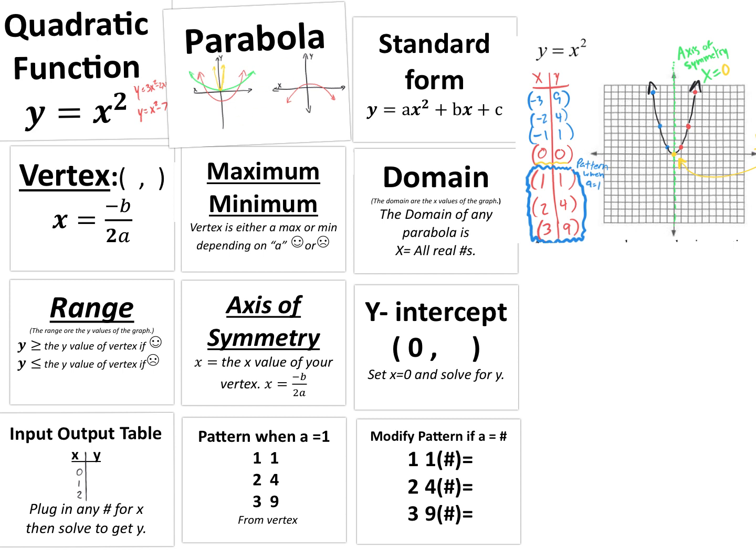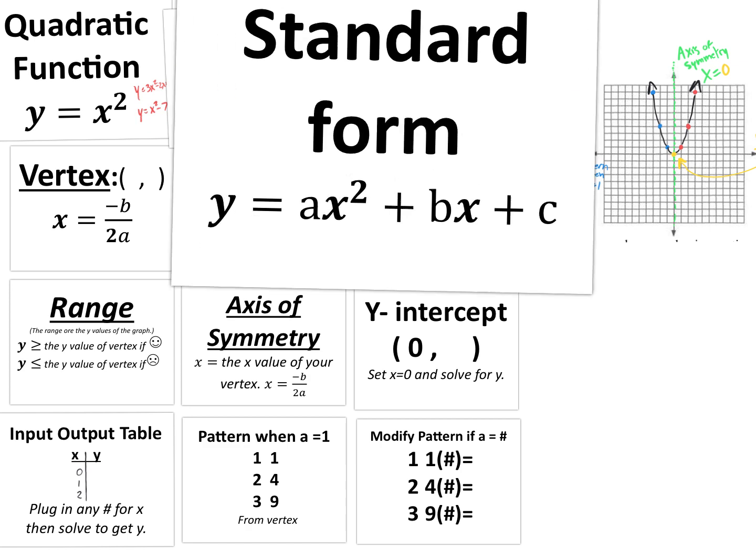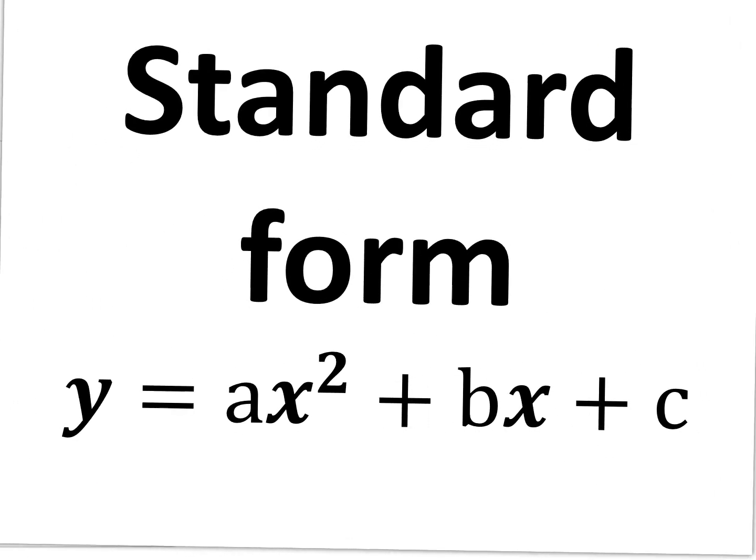Okay. Now, we have a certain form, the way it's organized, and on this section, the form that we study is standard form. So what is standard form? Standard form is y equals ax squared plus bx plus c. This is something that you need to know. You need to be able to identify a, the number in front of x squared, b, the number in front of x, and c, the number without any x's. You need to know this. This is how it's organized.